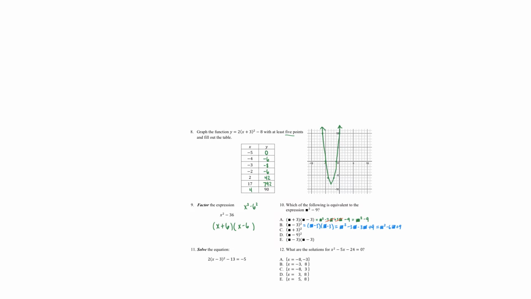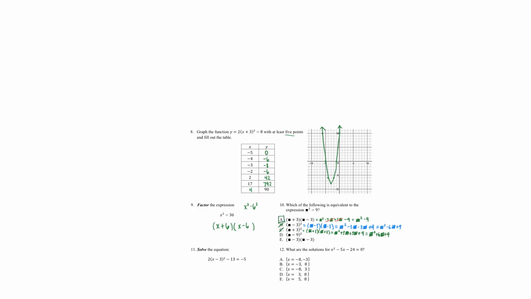If you do box plus 3 squared, what would that be? That would be box plus 3 times box plus 3, right? So what would that be? That would be box squared plus 3 box plus 3 box plus 3 times 3 would be 9. Is that the same as what's up there? So that'd be box squared plus 6 box plus 9. No, that's not the same. So that one's out. That's out. That's out. This one works.